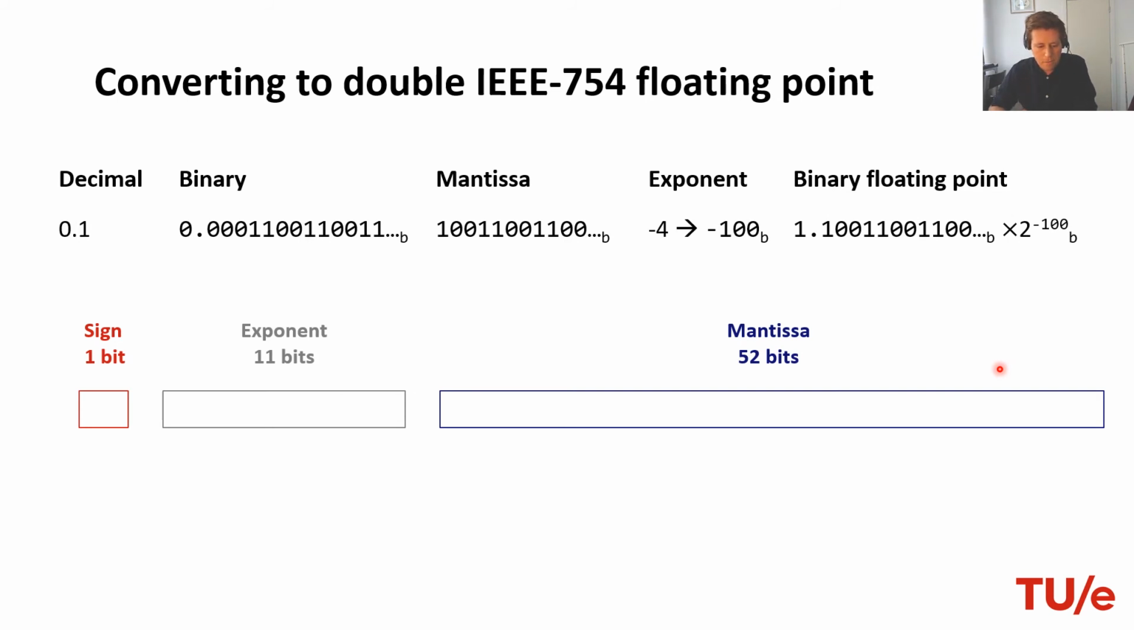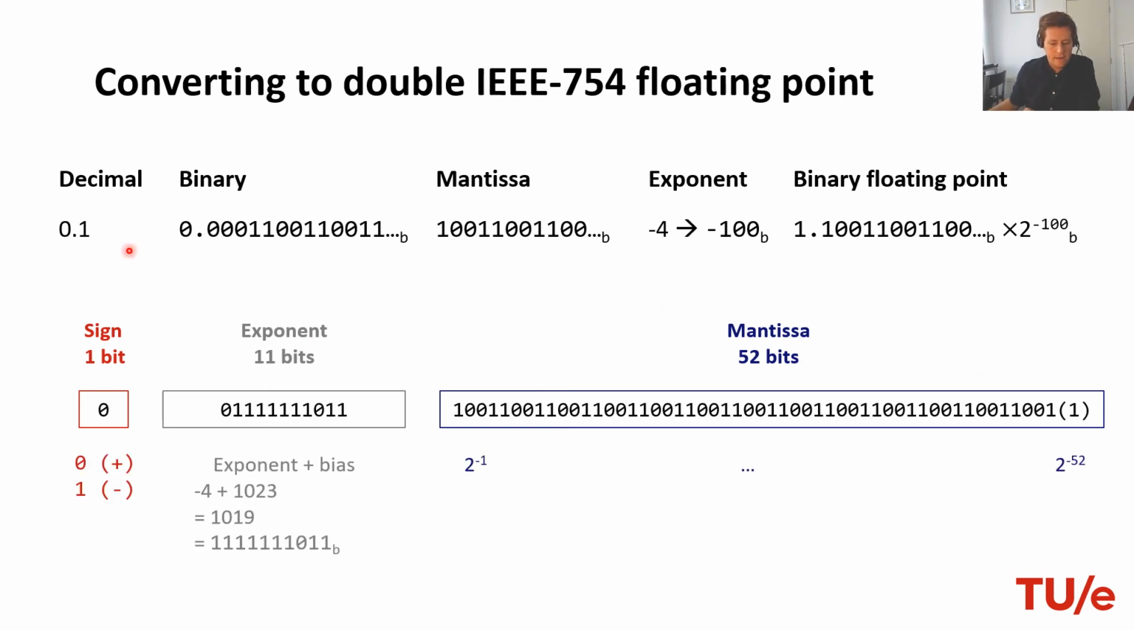Now looking at our problematic case of 0.1, if we again perform the same exercise, we look at the sign, which is 0, and the exponent, which was -4, which translates to 1019 after adding the bias. So we store this binary number as the exponent. But the mantissa is where we start running into trouble. This mantissa is never ending. It is 1, 0, 0, 1, 1, 0, 0, 1, 1, 0, 0, 1, 1, 0, 0, 1, 1, and that keeps moving on to infinity.